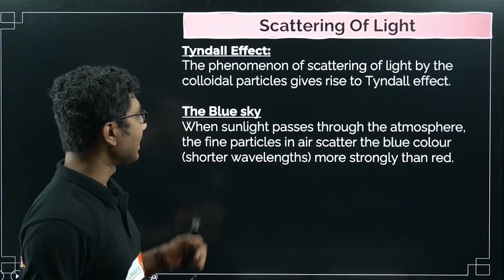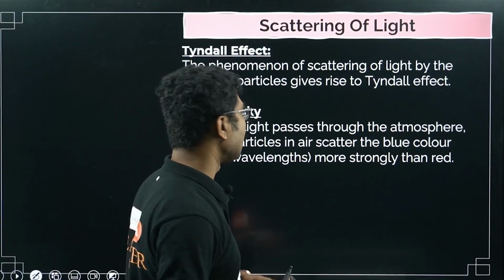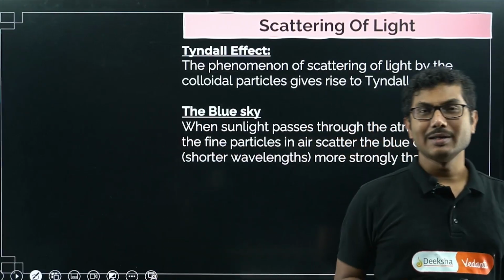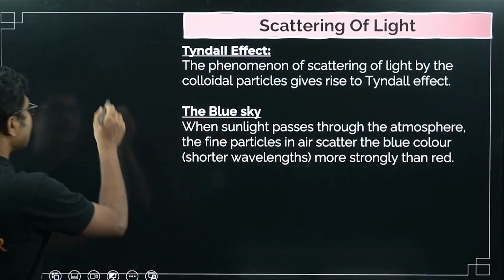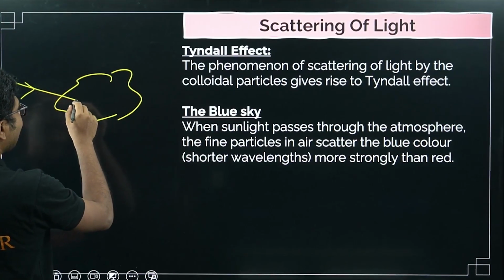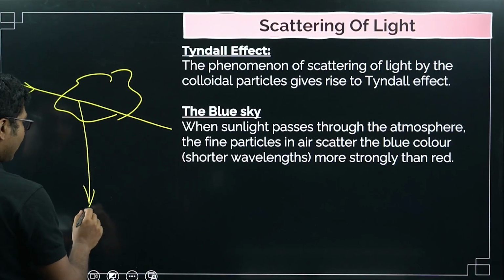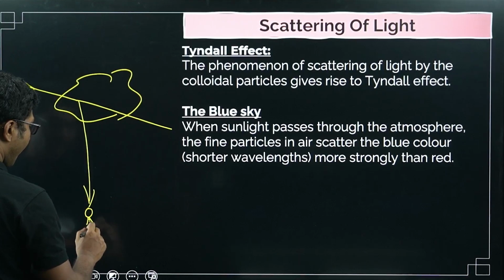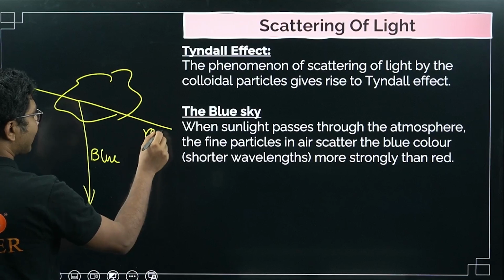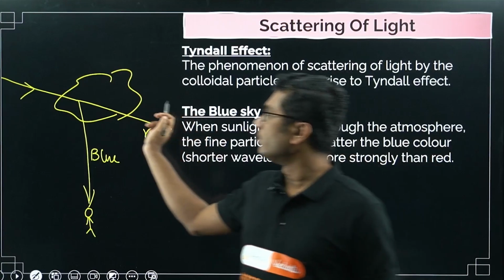When sunlight passes through the atmosphere, the fine particles in air scatter the blue color more strongly than red. So that's why we see the sky blue. Okay, as I explained, suppose there is a cloud and sunlight is falling on the cloud. After scattering, red almost goes undeflected, but blue color scatters the most, and you are standing here, so blue light is reaching your eye, whereas red light passes straight almost without much scattering. That's why you see the sky to be blue.